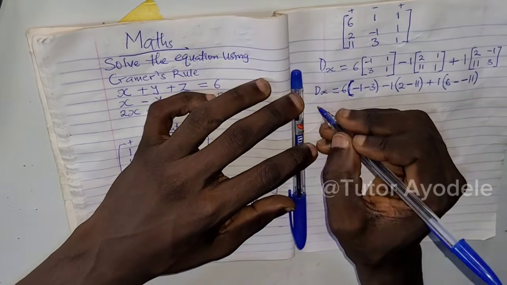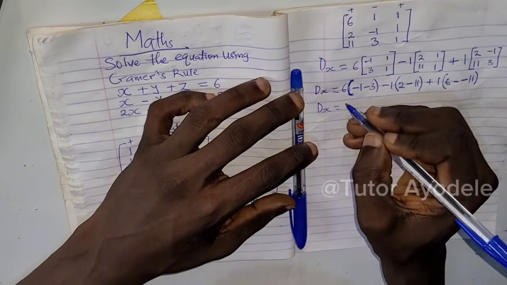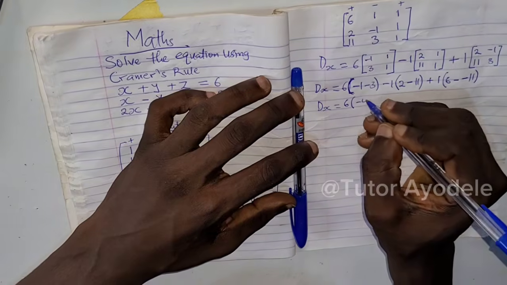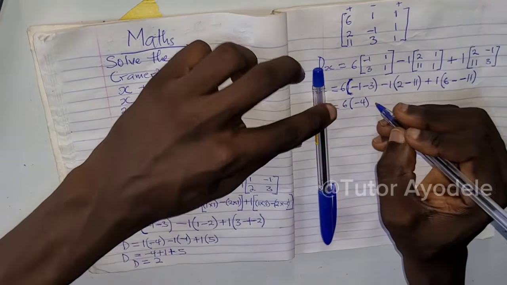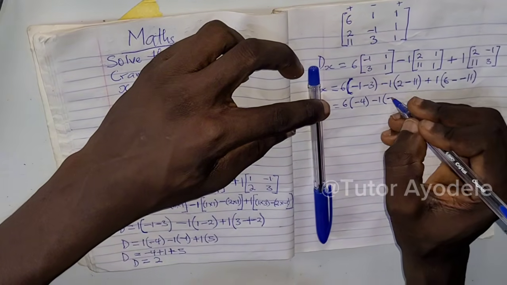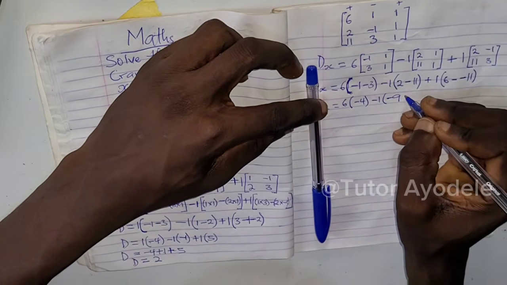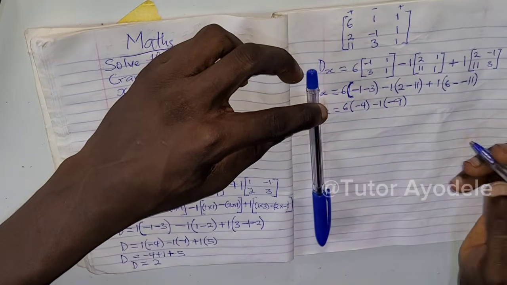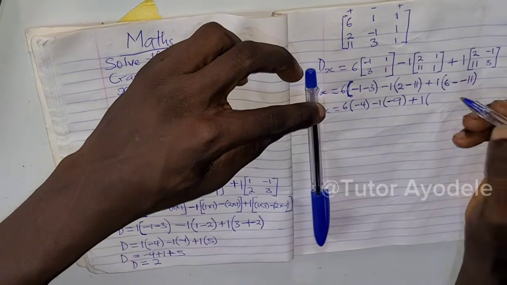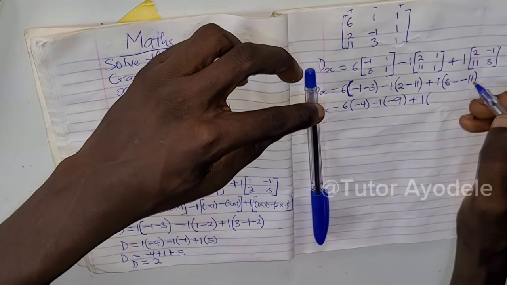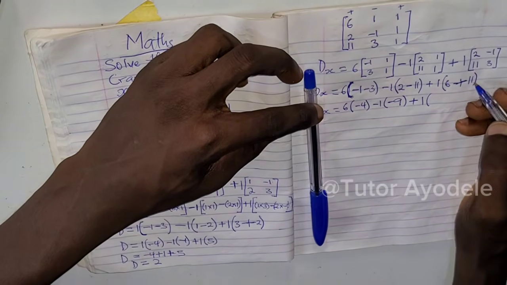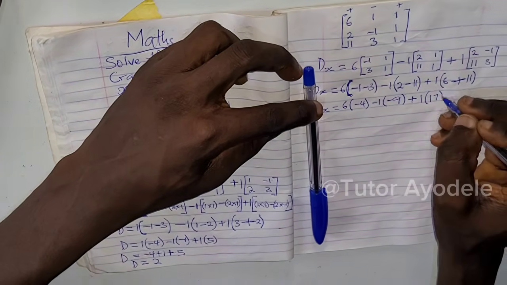Okay. Now we have x equals 6 into bracket minus 1 minus 3, that will be minus 4. And minus 1 into bracket 2 minus 11, that will be minus 9. And we have plus 1 into bracket 6 minus 11. Minus times minus will be plus, so this will change to plus. So 6 plus 11 will be 17.